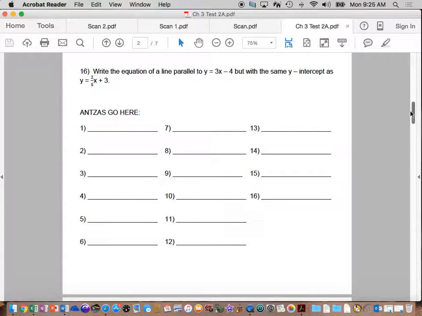What's the equation of a line that's parallel to this one? Well, we just said parallel means the same slope. So that means it's going to be y equals 3x. Remember, the slope is only 3. The x is a placeholder. But it has the same y-intercept as this one. So that's plus 3. Y equals 3x plus 3. Okay.